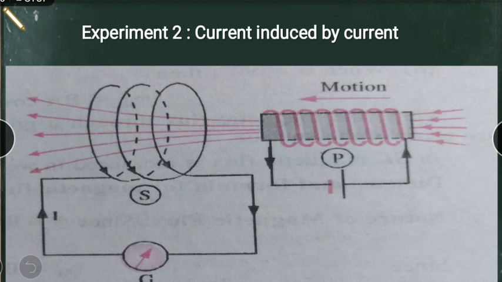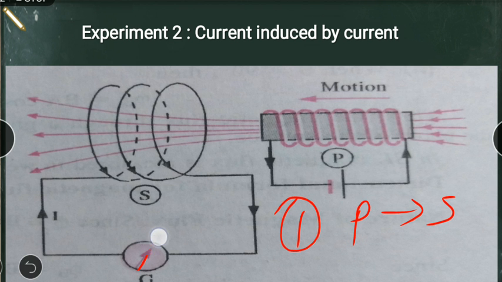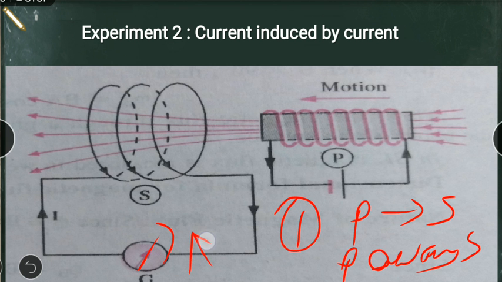Okay, what happens when the primary coil is moved? Case 1: if the primary coil is moved towards the secondary coil, the galvanometer shows deflection. Next, if the primary coil is moved away from the secondary coil, then also the galvanometer shows deflection, but in the opposite manner.